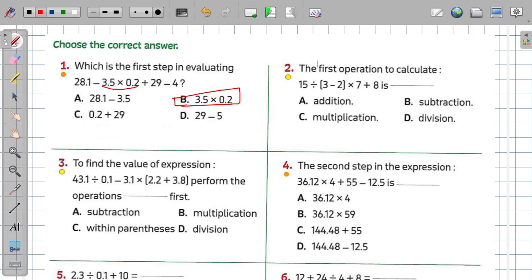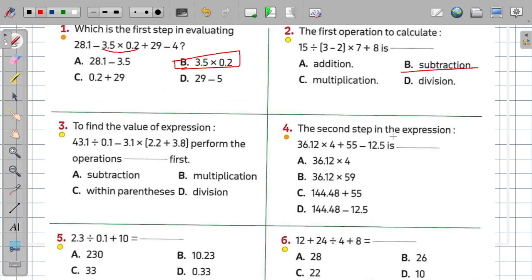Okay. Next, I have the first operation to calculate 15 divided by 3 minus 2 inside the bracket, and outside I have multiplied by 7 plus 8. So what is the first operation? I think it's what's inside the parentheses, and what's inside the parentheses is the subtraction operation. So I will choose subtraction. So this is the first operation to calculate.